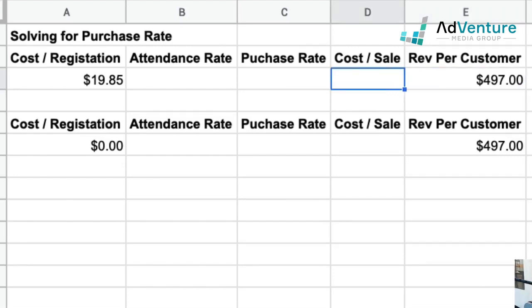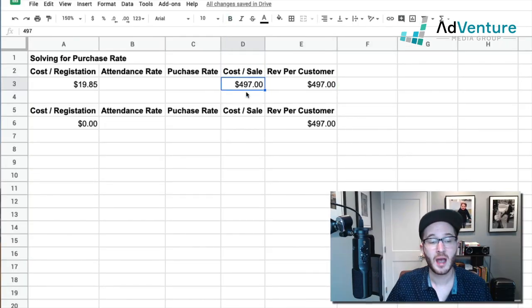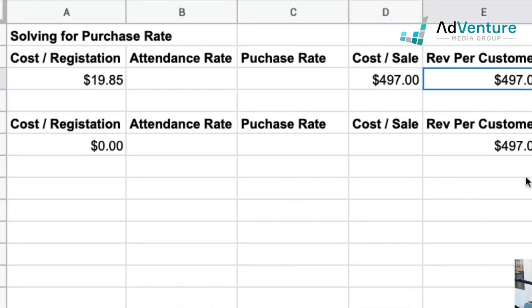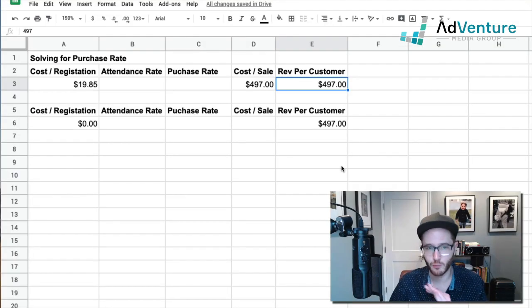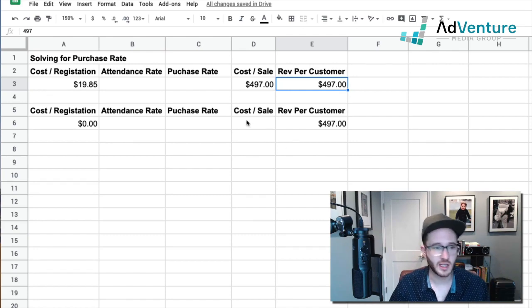So I'm going to do a target cost per sale of $497, right? So here's what I'm trying to figure out. I want to know that if I'm getting registrations for $19.85 and I'm targeting a cost per conversion of $497, I'm targeting a break-even cost per conversion, which is my revenue per customer, right? I want to answer the question, what purchase rate over here in column C do I need in order to be paying $497 for a $497 sale? So zero profit, break even, right? I want to know what's my absolute minimum purchase rate I need to just not be losing money over the long term. So this is an easy thing to figure out.